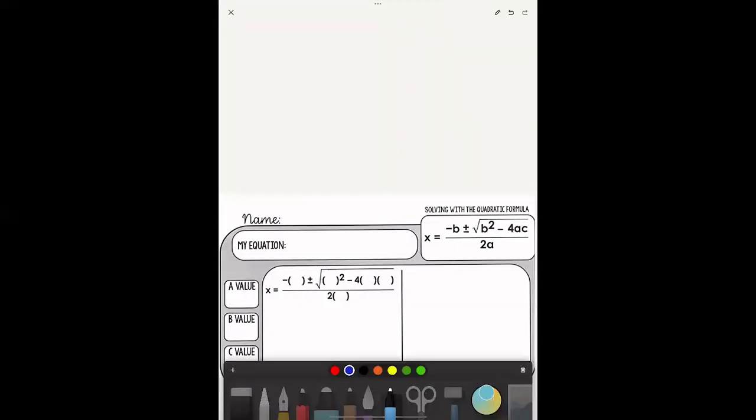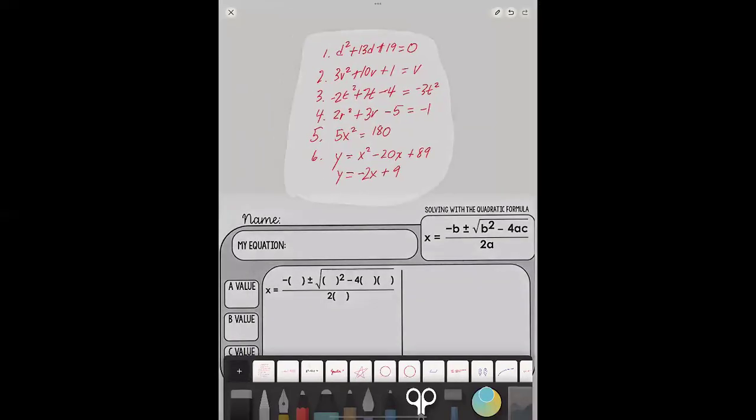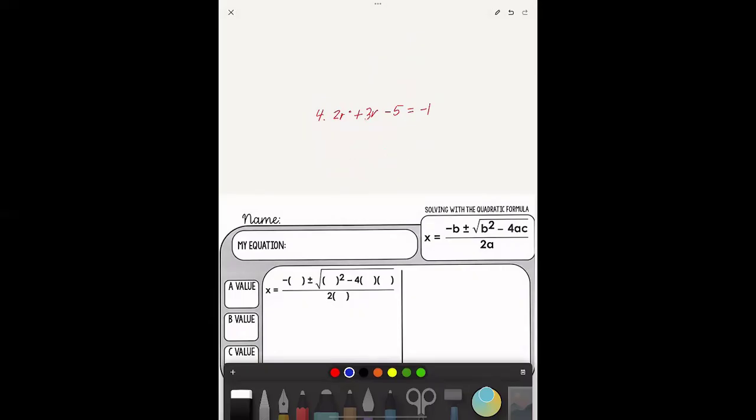Now, let's keep going. We want the fourth one. Same thing as before, I'm going to eliminate all of these. And now we've got a positive 1. We've got to add a positive 1 to both sides.